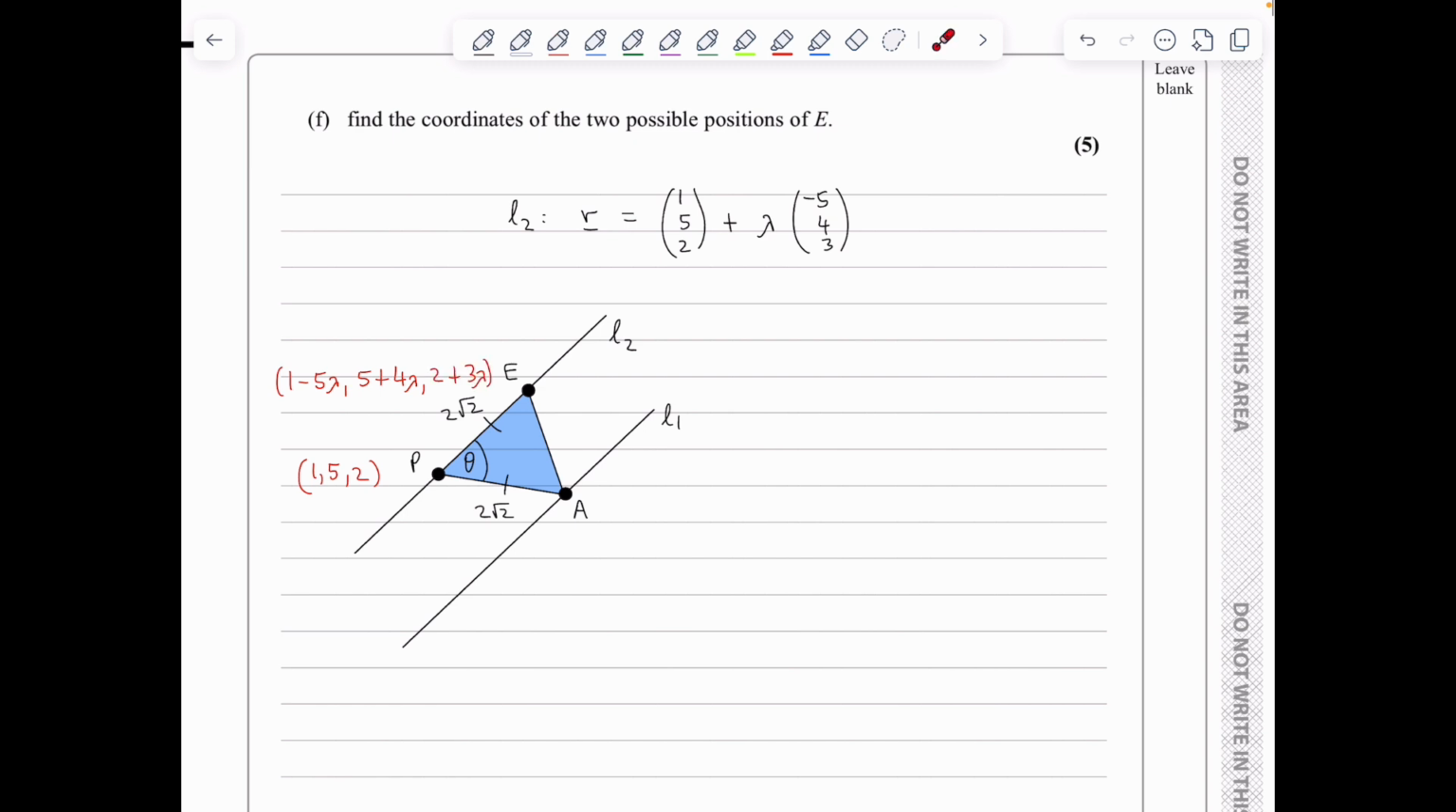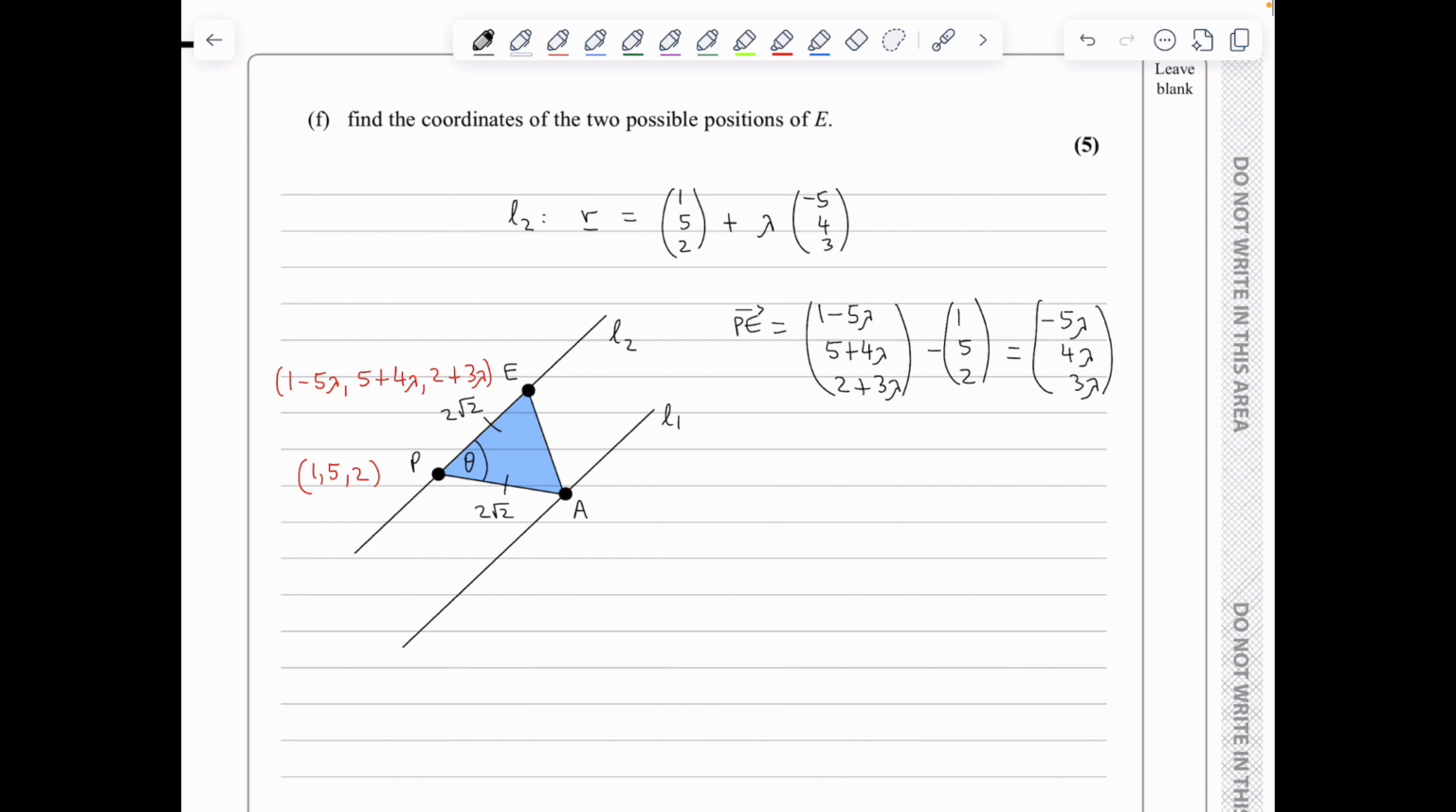The whole idea is to find the possible values for lambda and proceed to find the possible coordinates for the point E. And this will be based on the fact that we have the magnitude of PE. So I will start by finding an expression for the vector PE, which is simply going to be given by the vector E, which is (1 minus 5 lambda, 5 plus 4 lambda, 2 plus 3 lambda), minus the vector P, which is (1, 5, 2). This gives an answer of (-5 lambda, 4 lambda, 3 lambda).